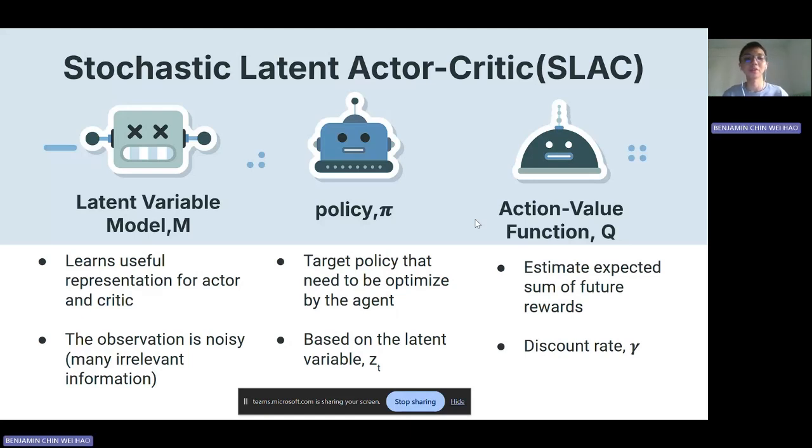So the latent variable model learns useful representations for the actor and critic, due to the fact that the observation is noisy and the environment is partially observable. And the target policy is what is optimized by the agent based on the latent variable z at time step t. And the action value function is used to estimate the expected sum of future reward with the discount rate of gamma.